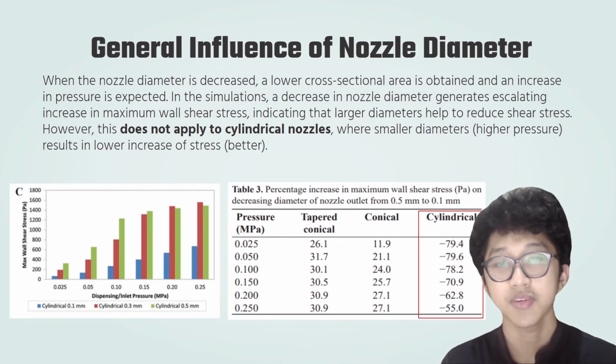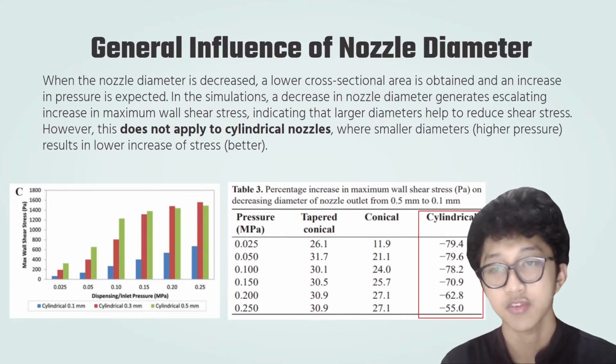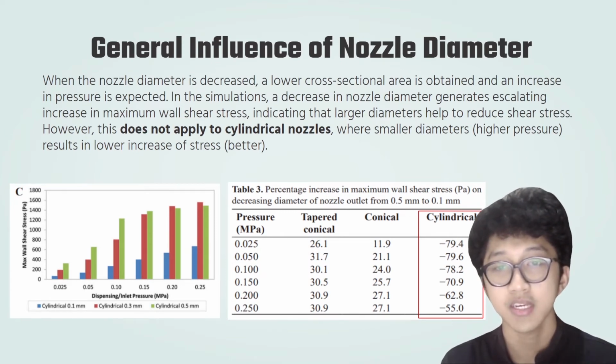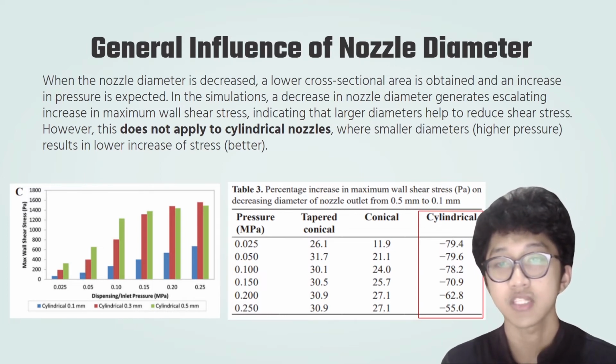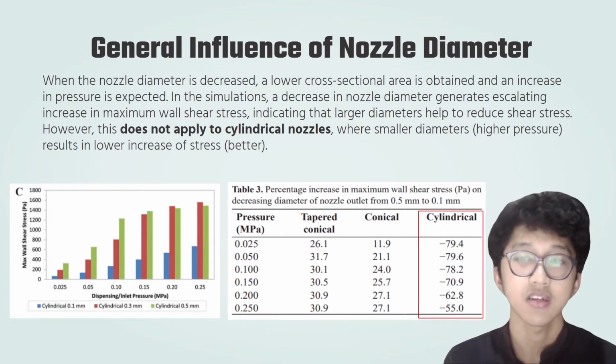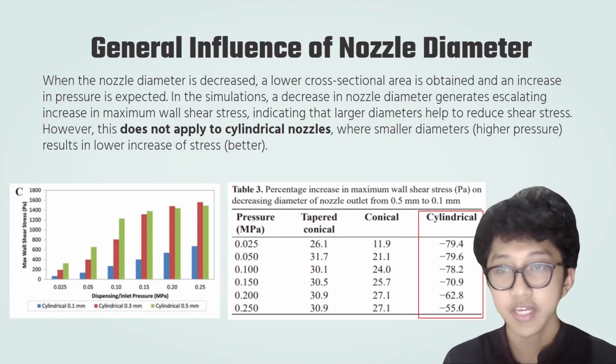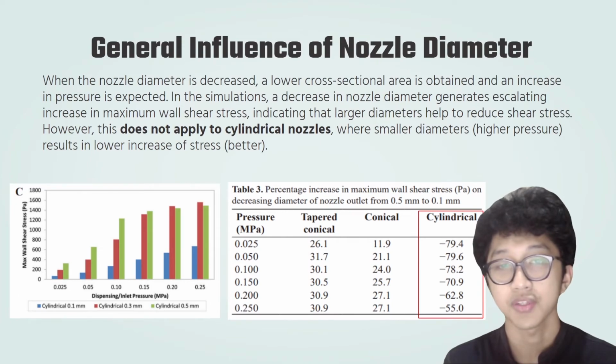We see from table 3 that as the pressure increases, which is the result of the decrease of diameter from 0.5 to 0.1, there is a higher percentage increase in maximum wall shear stress for the tapered conical and the conical nozzle types. But this does not apply to cylindrical nozzles, where we see that the smaller the diameter gets, a higher pressure results in a lower increase in stress. So for the cylindrical nozzles only, a lower diameter, which usually increases pressure, is better as it decreases the wall shear stress.